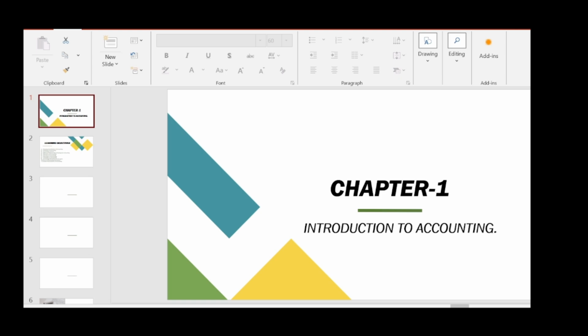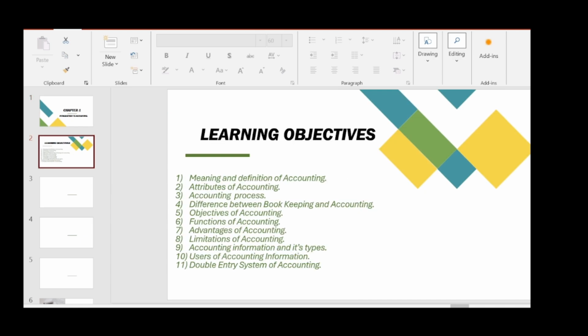So today we are going to start with our chapter 1 in accountancy, Introduction to Accounting. So following are the learning objectives of this chapter.